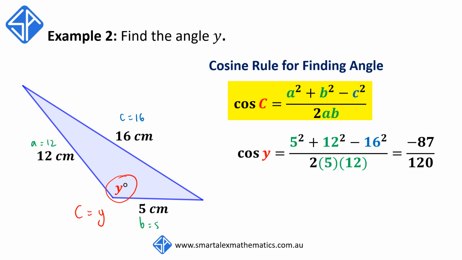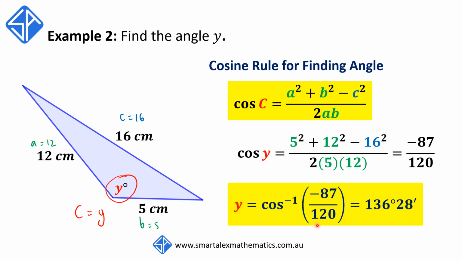So we're going to get cos y is equal to 5 squared plus 12 squared minus 16 squared, all divided by 2 times 5 times 12. And when we evaluate this, we're going to get negative 87 divided by 120. Then to find y, we simply take inverse cosine of negative 87 on 120, and we're going to get y being the obtuse angle 136 degrees and 28 minutes.